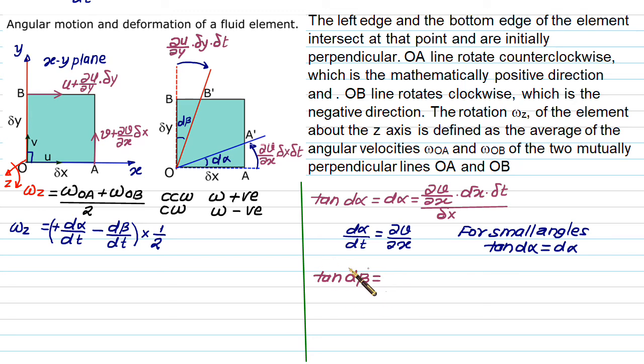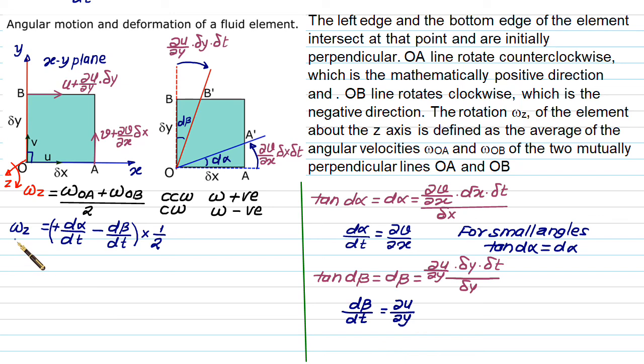So we have tan of d beta. Again we have opposite distance by adjacent distance. So for small angle again we write this value equal to d beta. Opposite distance for d beta is del u by del y into delta y into delta t. Whole thing is divided by the adjacent distance, delta y. In this case delta y and delta y cancel, and again we can write d beta by dt equal to del u by del y, with this term shifted to the left.